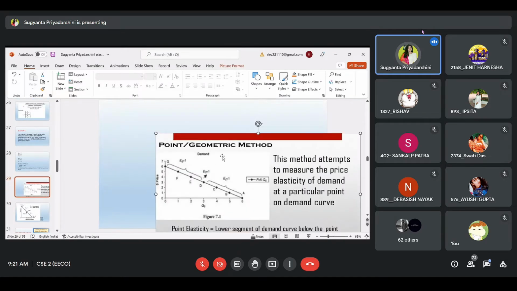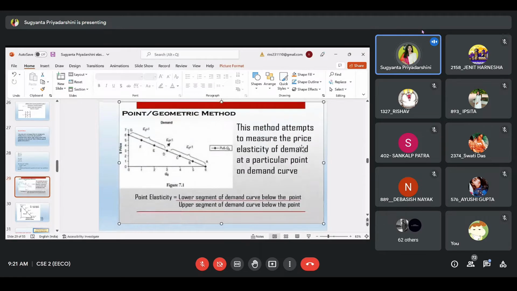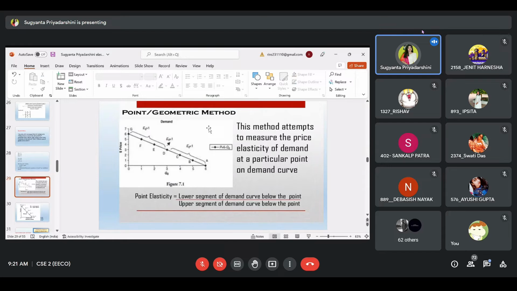This is the next one, the point method or geometric method of elasticity. So what is this point or geometric method? Under the point or geometric method, we would like to find out the elasticity of demand at any point on the demand curve. You can see GA is the demand curve, and on it there are many points, such as G, F, E, D, C, B, A. What can be the elasticity of demand at any random point on the demand curve? These questions won't be asked in numerical form. This is a subjective concept which we simply need to understand.